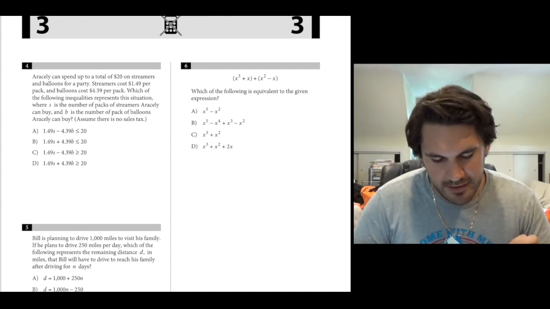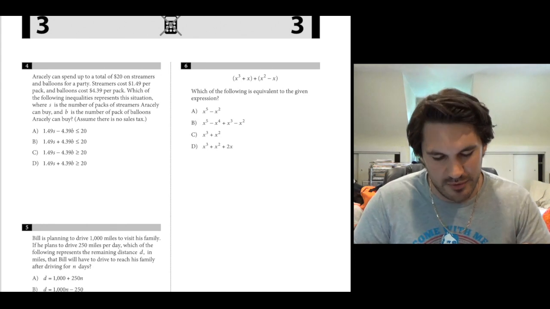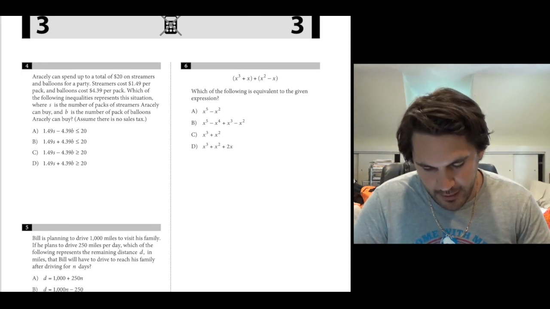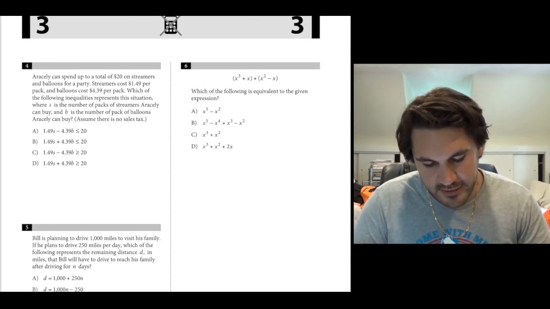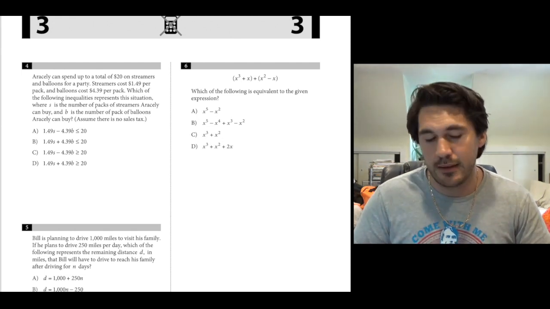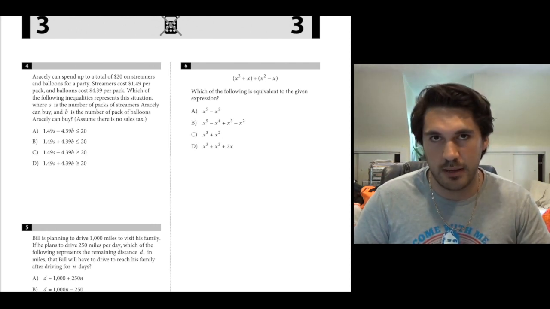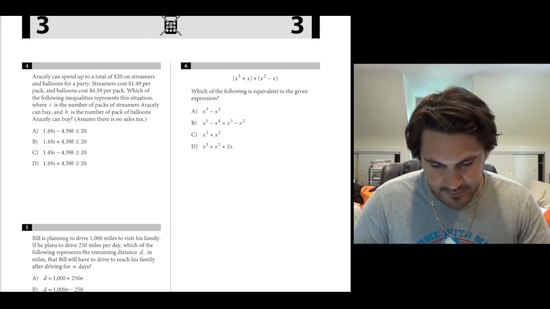R. Kelly can spend up to a total of $20 in streamers and balloons for a party. Streamers cost $1.49 per pack. Balloons cost $4.39 per pack. Which of the following inequalities represents the situation where S is the number of packs of streamers R. Kelly can buy, and B is the number of packs of balloons R. Kelly can buy? Assume there is no sales tax.